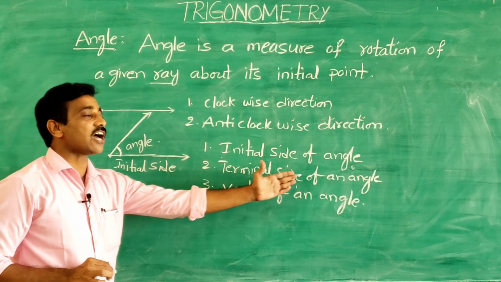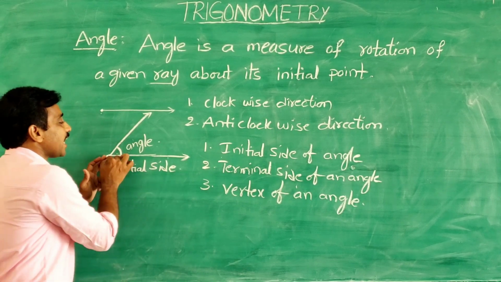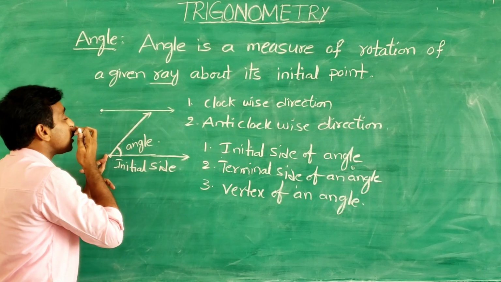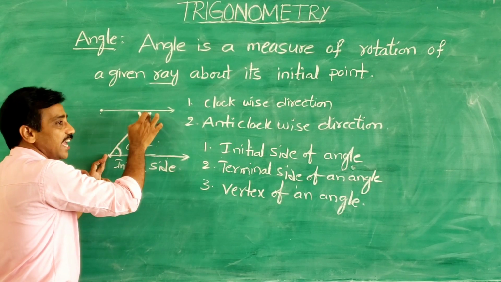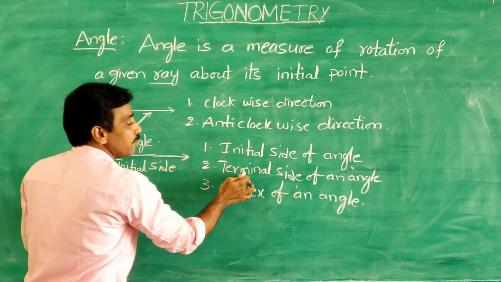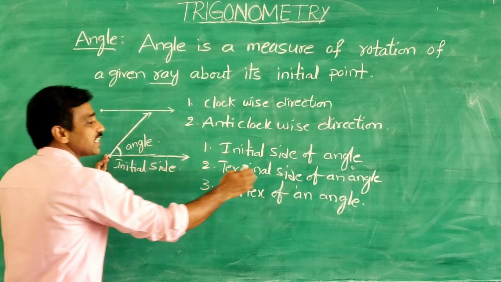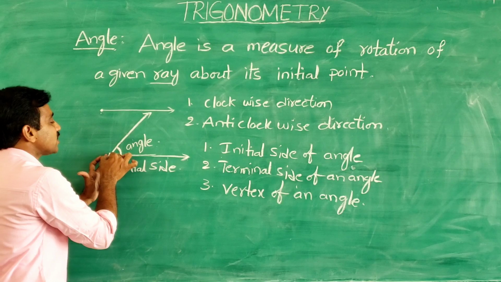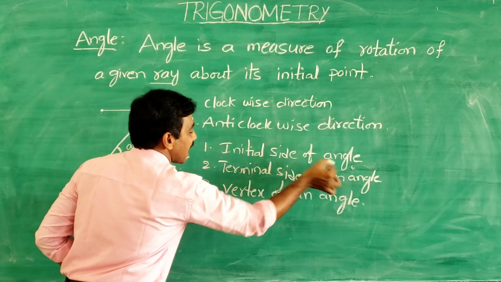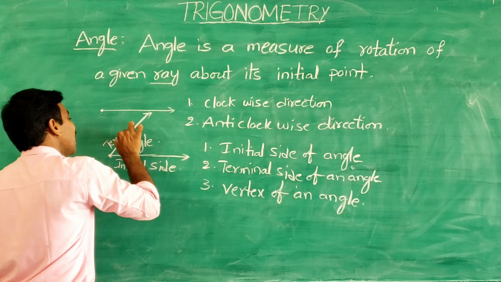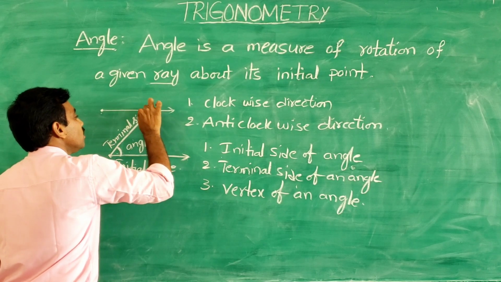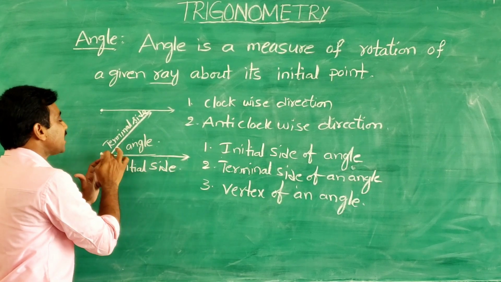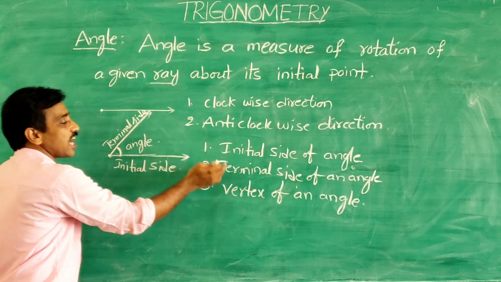Now what is the terminal side of an angle? Here if we rotate the given ray, the final position of the given ray is there. That is called the terminal side of an angle. That is, after rotating the given ray, the final position of the ray is called the terminal side of an angle.